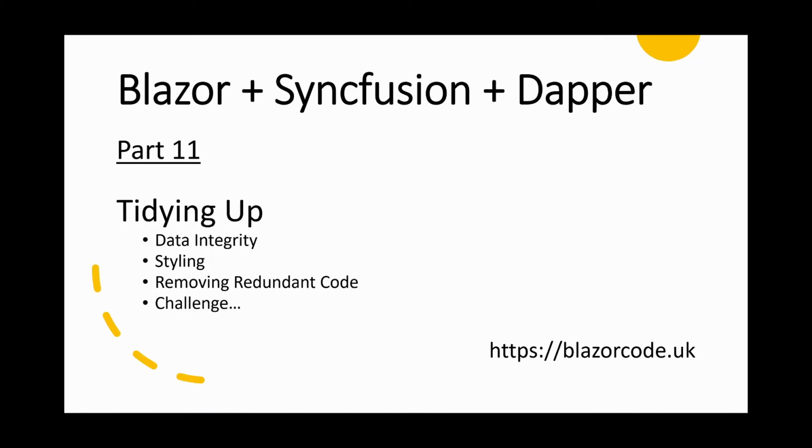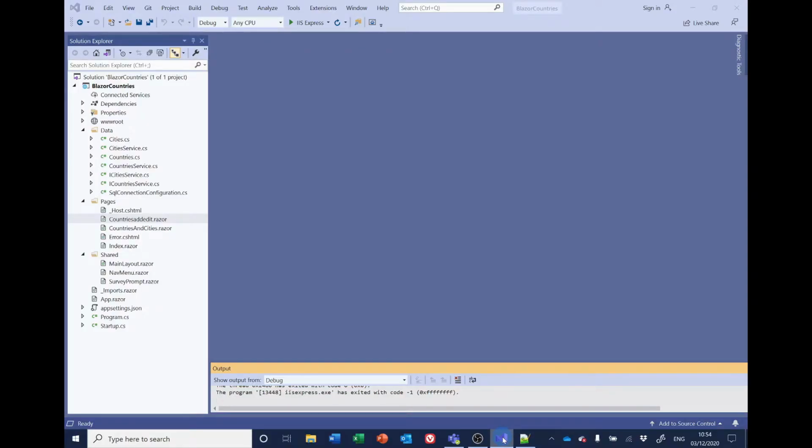In this video, we're going to look at data integrity, a tiny bit on styling. We're going to remove redundant code. And lastly, I'm going to leave you with a challenge. Let's have a look at the code. If you haven't already got Visual Studio open it, and we'll start by looking at data integrity.